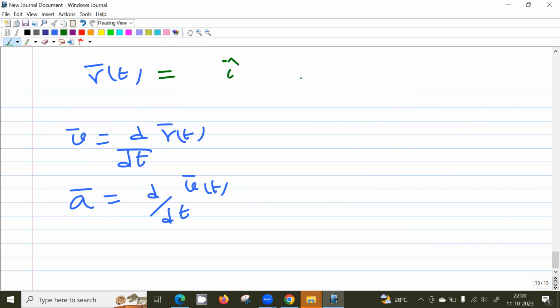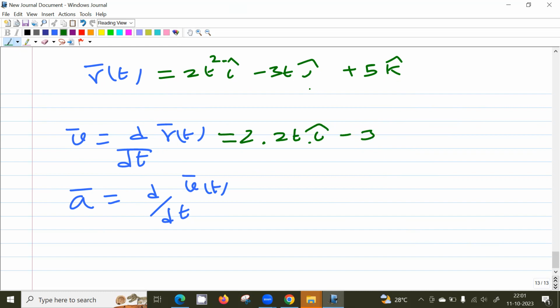So for example, let the position vector change like this, with i cap, j cap, and k cap components. Let me make it a function of time: let's say 2t square, let this be 3t, and let this be a constant 5. For this particular r, I can get the velocity. i cap and j cap are constants, not functions of time. So 2 is also constant, the derivative of t square is 2t, and i cap just remains. Then minus 3, since the derivative of t is 1, and j cap remains. The last term becomes 0 because 5 is constant and k cap is also a constant, not a function of time, and the derivative of a constant is 0.